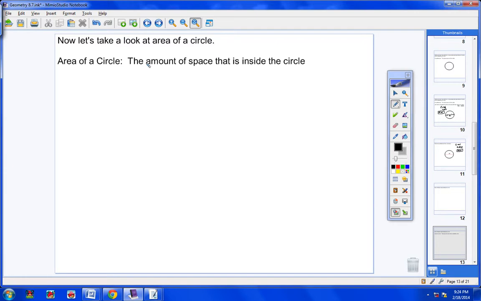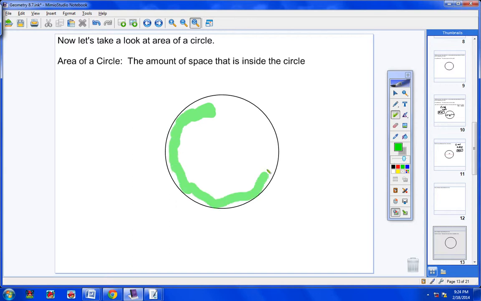Area of a circle, the amount of space that is inside the circle. That's area of a circle, the amount of space inside of a circle. So for example, that's not a very good circle, but if you had a circular pool in your backyard and after you had purchased your fence that went around it, let's say you wanted to purchase a solar cover, a cover that went over the pool. Okay, so you wanted to buy a heat or a solar cover that goes over your pool. Then area would be all of the space inside of the circle.